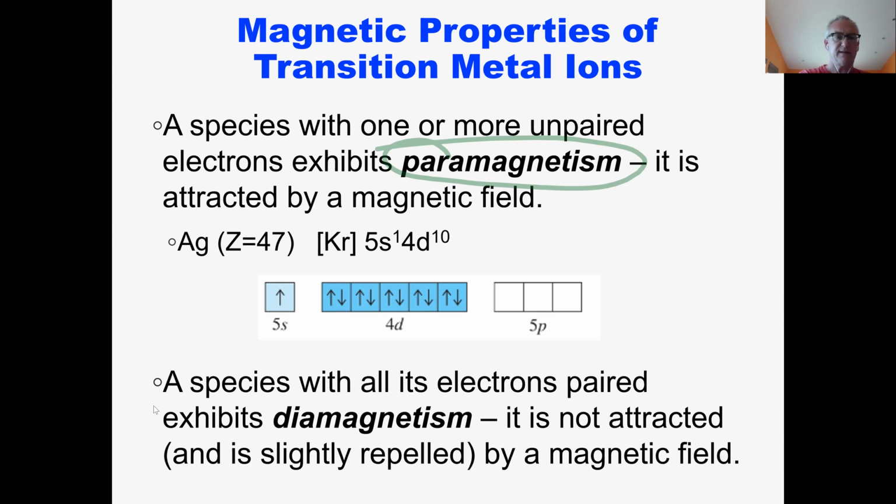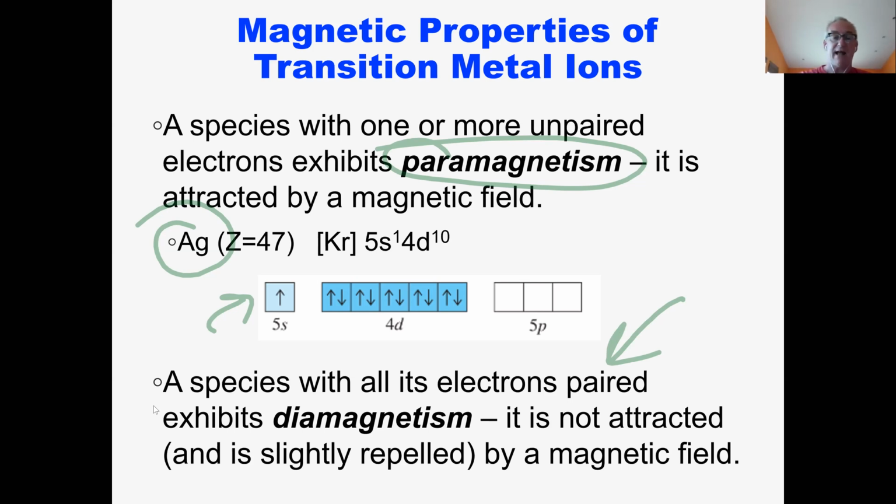So this is silver. And we can see this silver has kicked out an electron from 5s in order to fill the d subshell. So now it has one electron that is spinning by itself, and so it's weakly magnetic. It's slightly magnetic because it only has one electron spinning in that direction. If all of its electrons are paired up, it's not attracted at all.